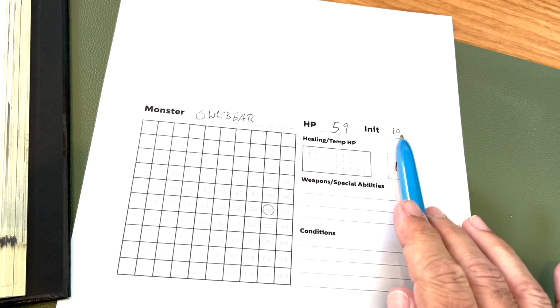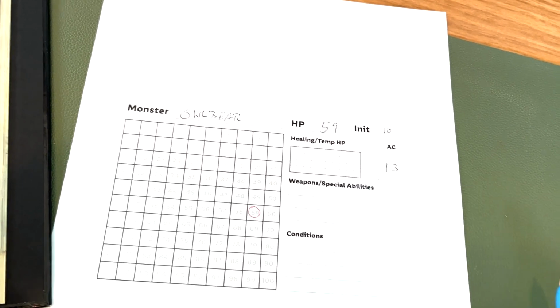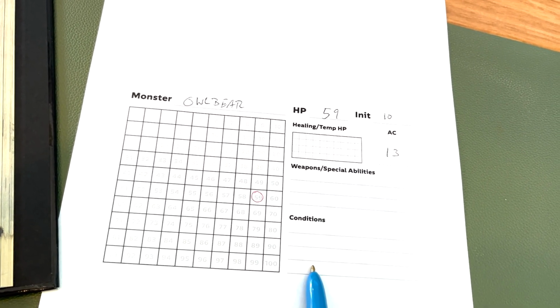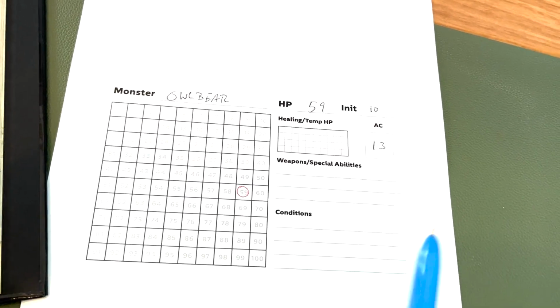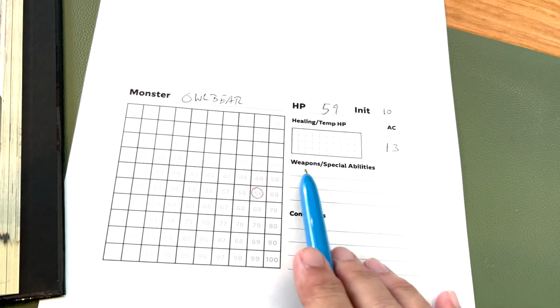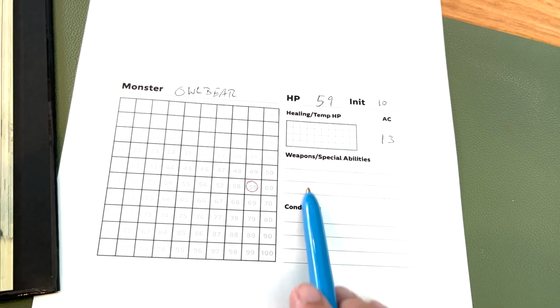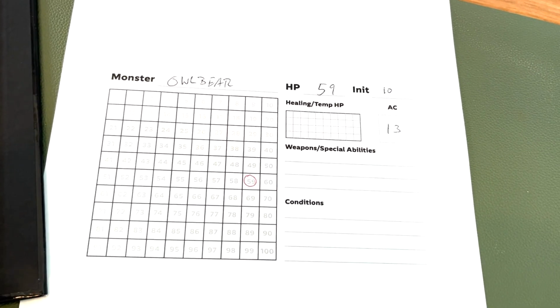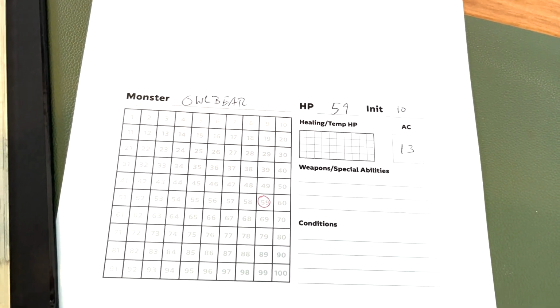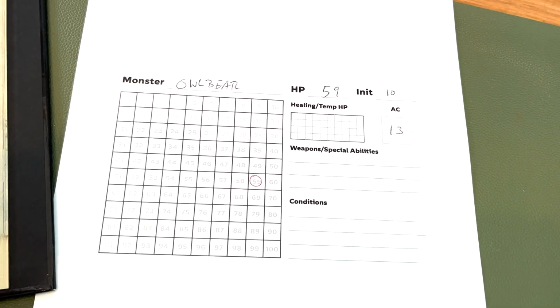This owlbear attacks on initiative 10 and has an armor class of 13. You can write some conditions in here, if the owlbear is stunned, etc. You can also put in the weapons and special abilities or the attacks. I'm leaving them blank. I'm just using my Monster Manual for that. So this is exactly what I do when I'm a DM.